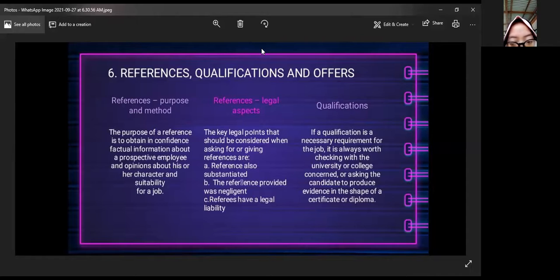And the next is reference, legal aspect. The key legal points that should be considered when asking for or giving a reference: the first, references are also substantive; B, the reference provider may be negligent; and C, references carry legal liability.